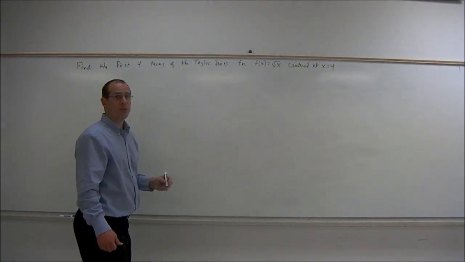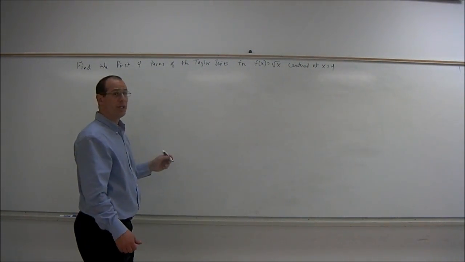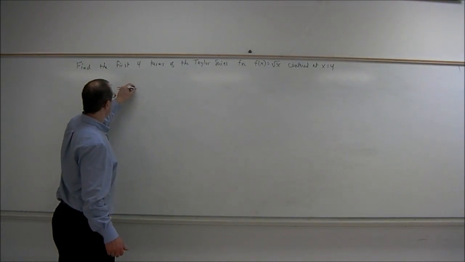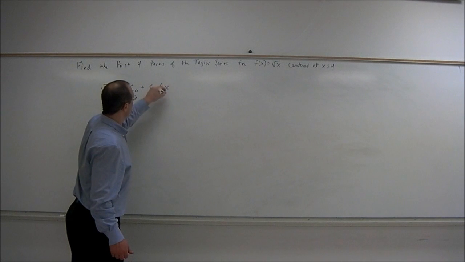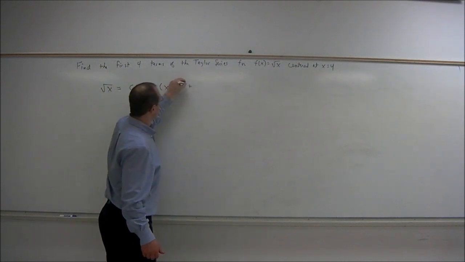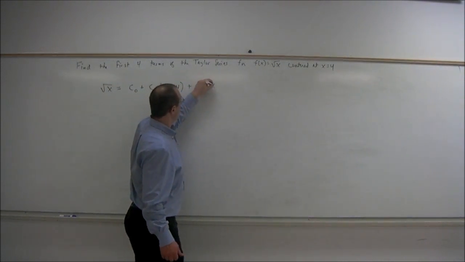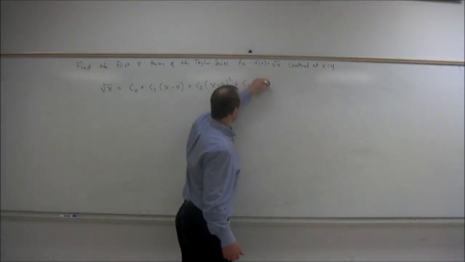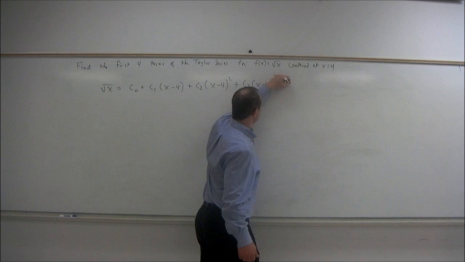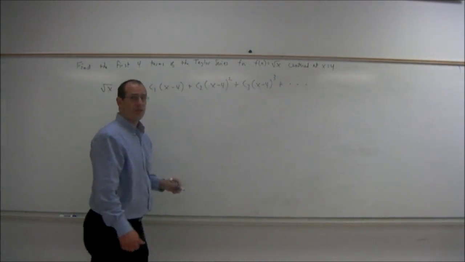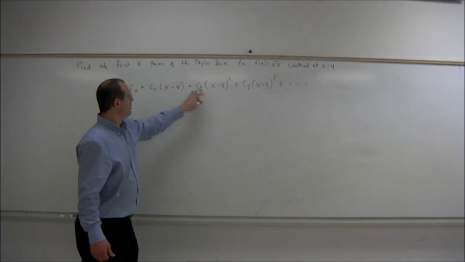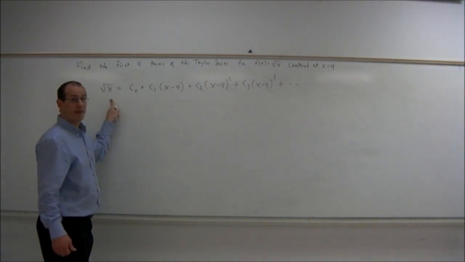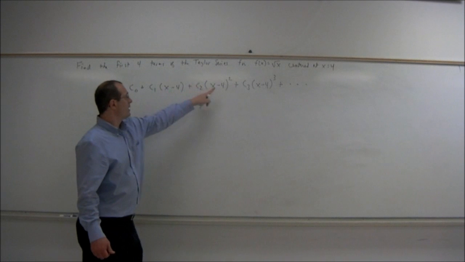So what that means is that we're going to try to write down the following equation. The square root of x equals c0 plus c1 times x minus 4 plus c2 times x minus 4 squared plus c3 times x minus 4 cubed plus dot, dot, dot. So this will be the first four terms of the Taylor series expansion for the square root of x centered at x equals 4.